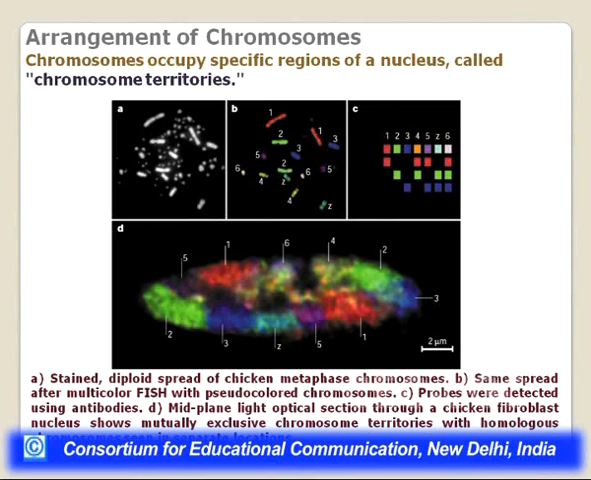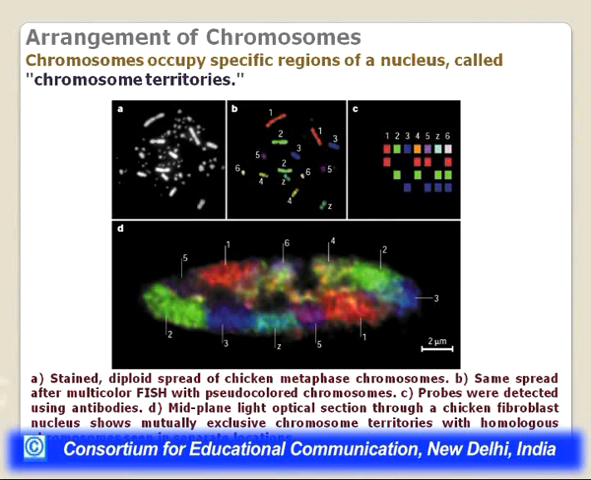This figure explains it better. Here you can see a stained diploid spread of chicken metaphase chromosomes, and the same spread after multicolored fluorescent in situ hybridization with pseudo-colored chromosomes. All I am trying to say is, at metaphase you can see two chromosomes of a single color. Chromosomes 1, 2, 3, 4 are marked by these colors. For example, chromosome 1 is shown in red. Now if you stain with the same probe at the interphase nucleus, you can still see a territory which defines the part of the interphase nucleus that will become chromosome number 1.